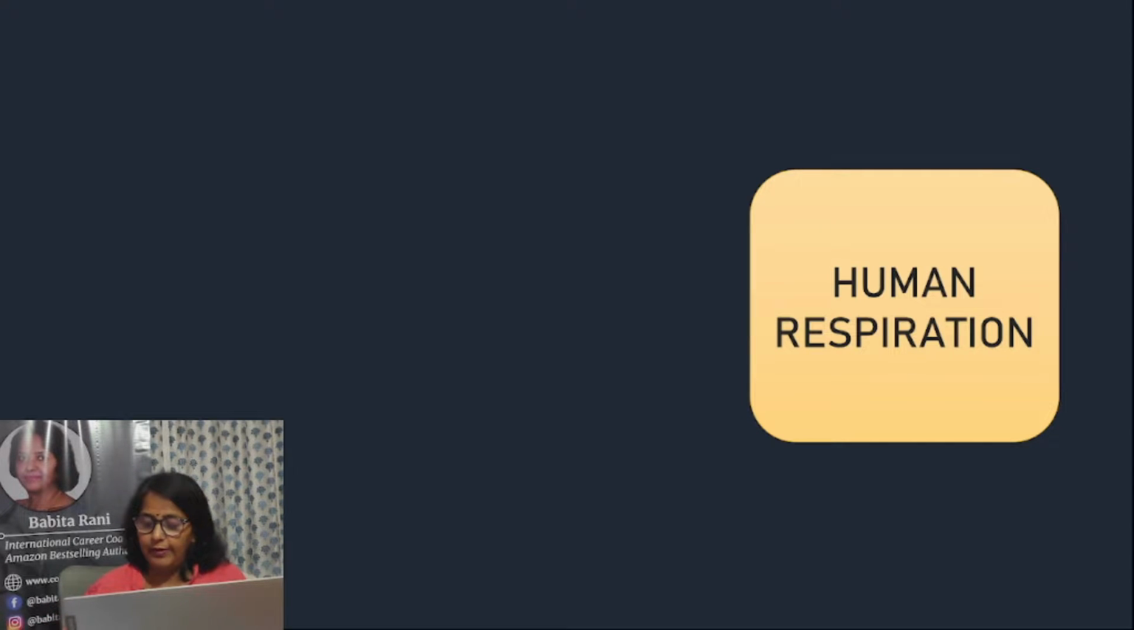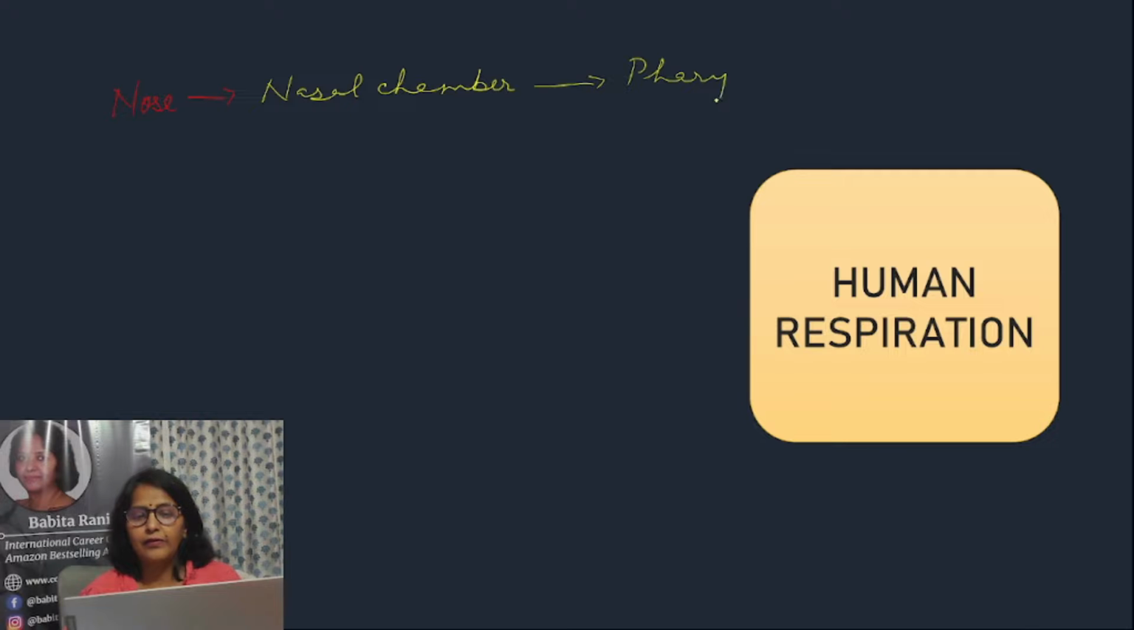In case of the human respiratory system, we begin with the nose. From the nose, the air passes through the nasal chamber. From the nasal chamber, it passes through different parts of the pharynx, and besides this, we also have the larynx. Larynx is not taking part in respiration, but air passes through this also.